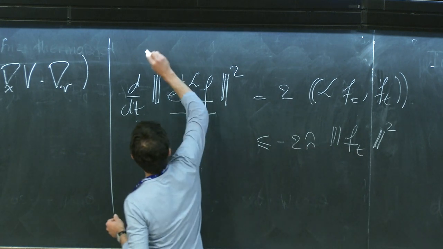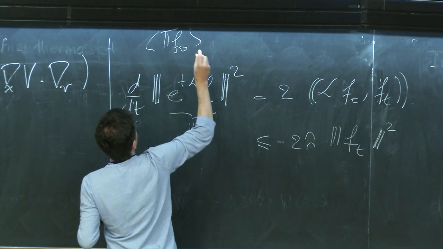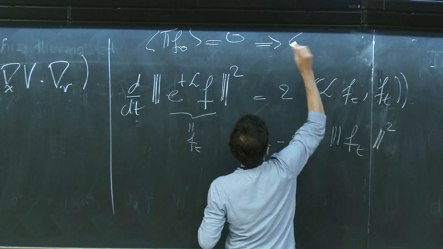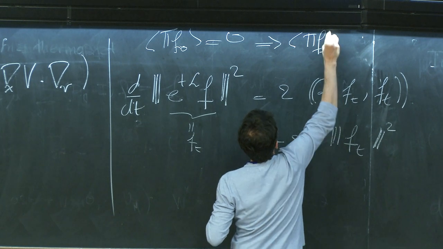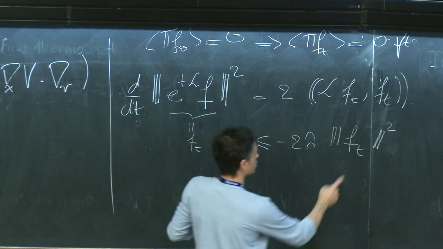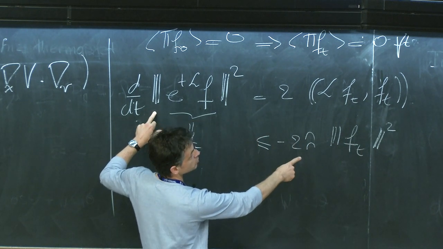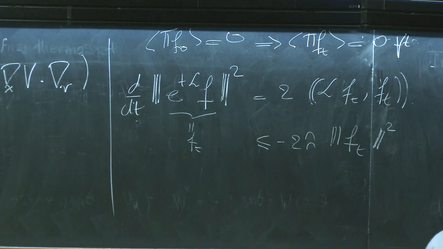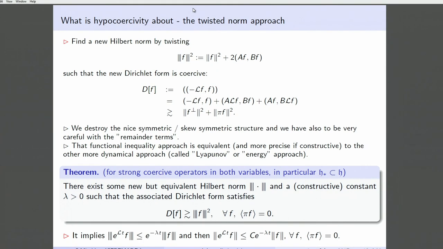So here you assume that the initial datum is such that the global invariant holds, and that implies that it stays the same for any time. Okay, and then both of these pieces of information give the first estimate here, integrating it. And then when you come back to the initial norm, you get the same decay but with a constant here, which is in principle larger than one. Okay, and that's really the hypocoercivity estimate.